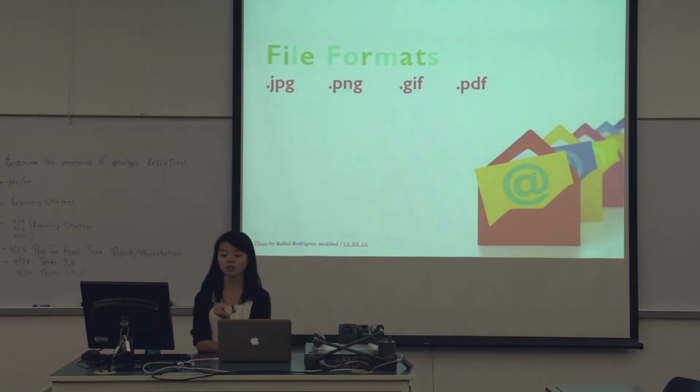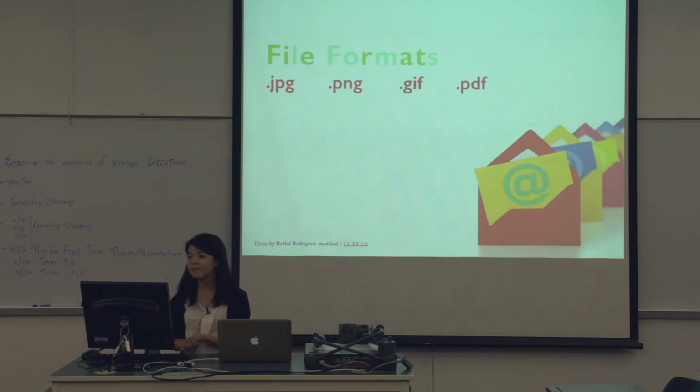GIF is for low resolution web quality files. So if you're just putting it up on social media or just using it on the web, then you can save it in GIF. But otherwise, JPEG or PNG are options that I usually go for.